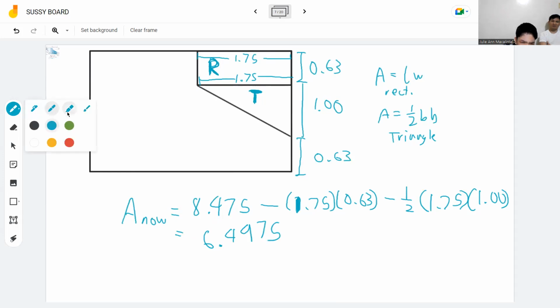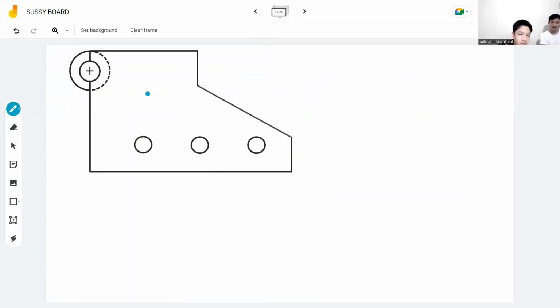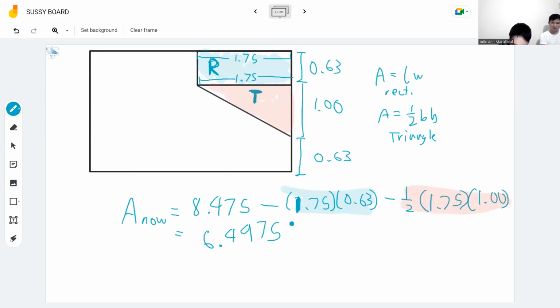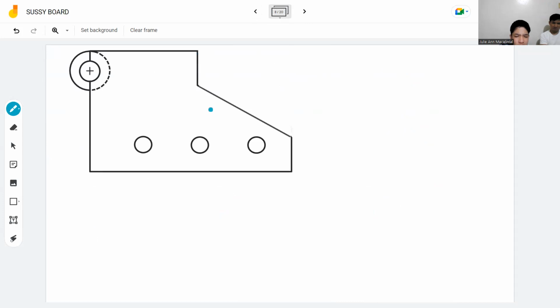6.4975. So those are the areas highlighted in blue and red. Okay, so now our new area is 6.4975 square inches. This is our next decomposition. Okay, so now the three little drill holes.